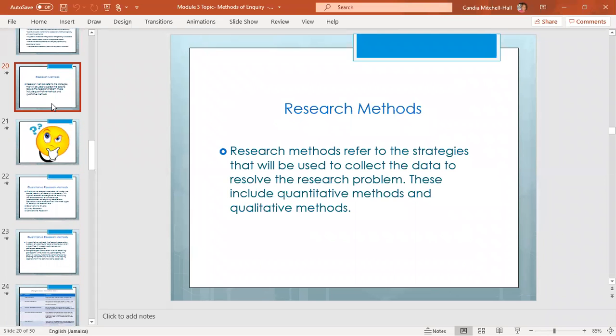All right. Now, when we talk about research method, ladies, we refer to the strategies that will be used to collect the data to resolve the research problem. These include, as I said, the quantitative method and the qualitative method. So if people ask you, what was your research method? You could say that, listen, I use a blended approach. Blended means that you use both qualitative and quantitative.